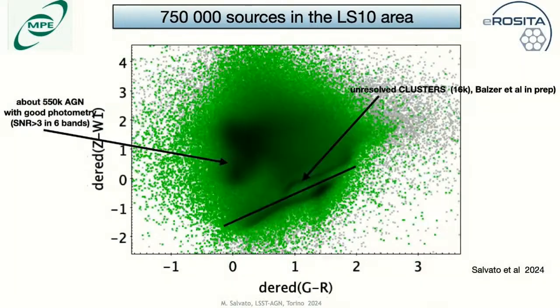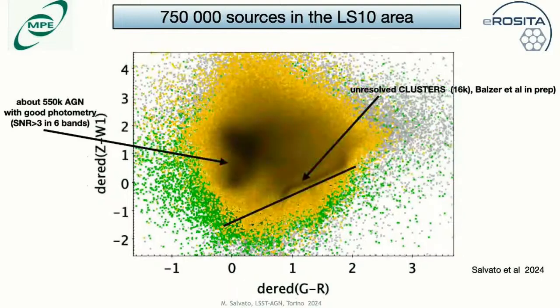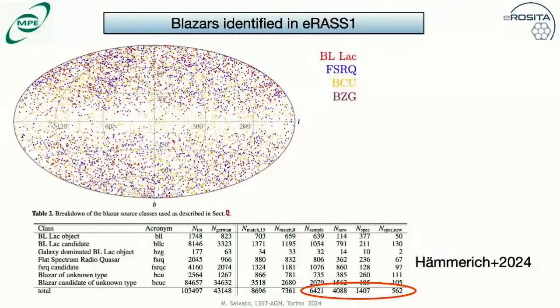You can make a cut in photometry in order to have signal higher than 3 in all the bands, and this is the location. And then if you just look at the extended quasars, AGN, extragalactic sources, this is the distribution. It's really interesting to see the strange structures that are coming out here, and they are under study now. We have, of course, also used this catalog for identifying the blazars.